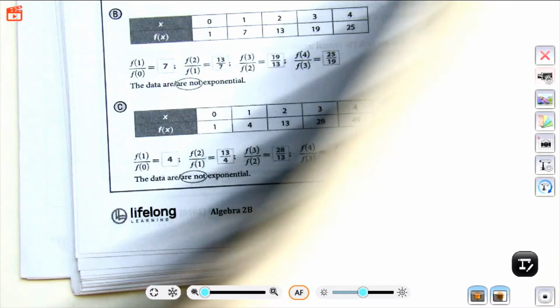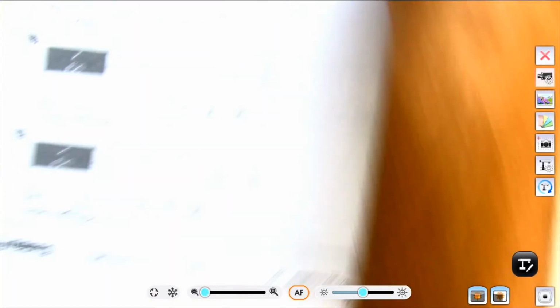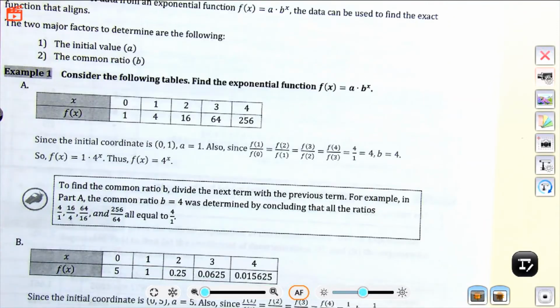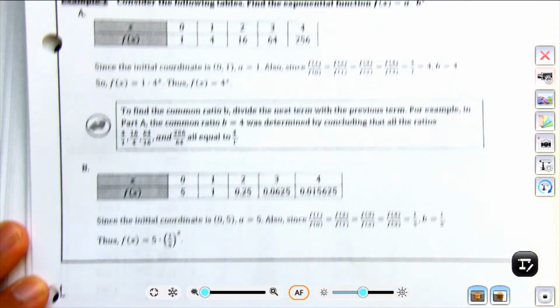So let's look at an example, if there is some. Actually, there are no examples for you to try in this part.